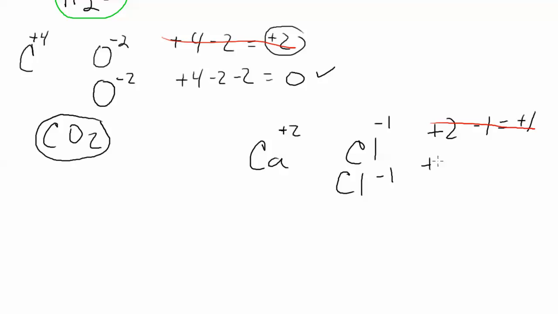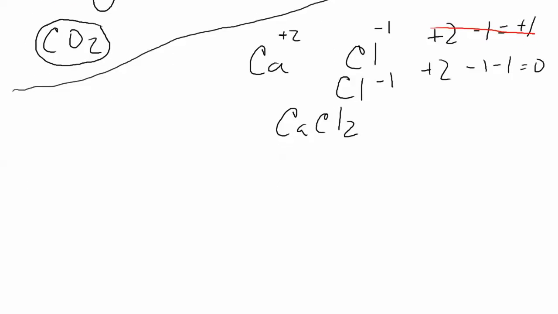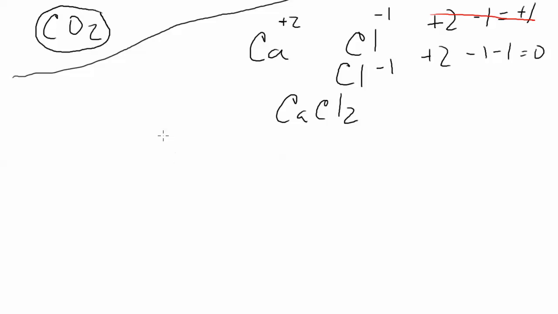And now we've got plus 2, minus 1, and that's 0. So the formula for calcium and chlorine would be CaCl2. All right, now we've looked at a few of these. We've looked at a couple covalent ones. We've looked at an ionic one. Now let's get into some of them that are a little bit more complicated.